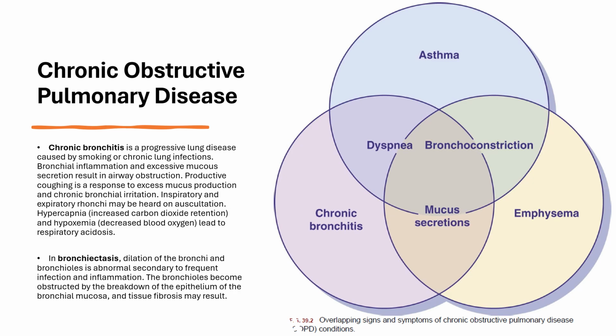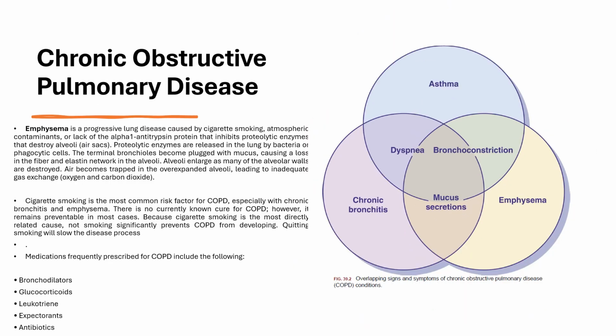Leukotriene modifiers reduce inflammation in the lung tissue, and cromolyn acts as an anti-inflammatory agent by suppressing the release of histamine and other mediators from the mast cells. Expectorants are used to assist in loosening mucus from the airways. Antibiotics may be prescribed to prevent serious complications from bacterial infection.